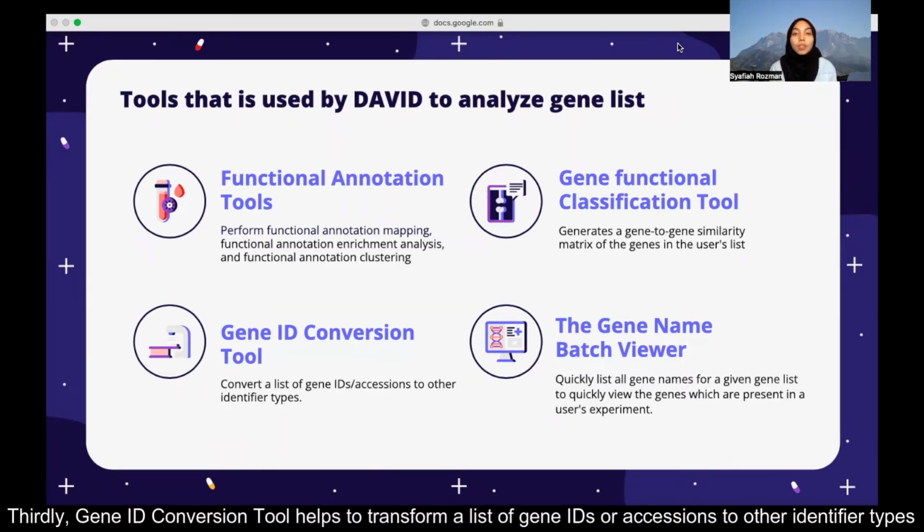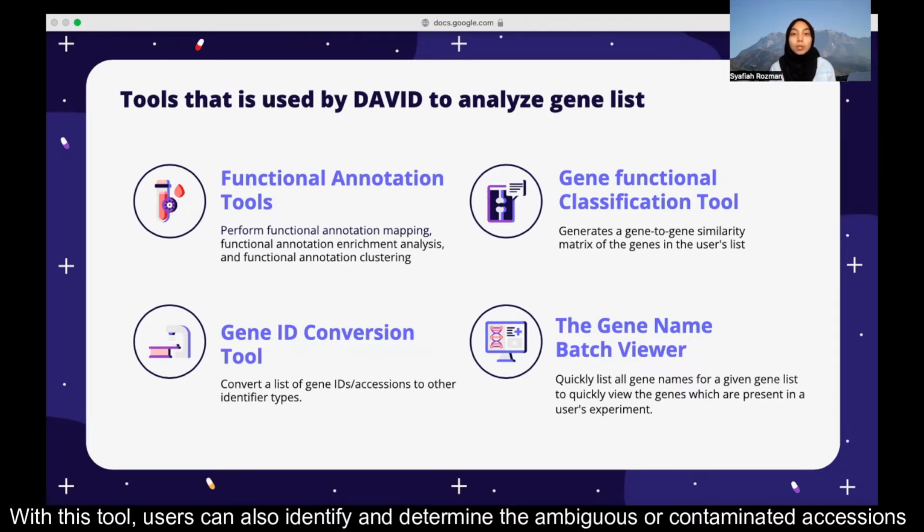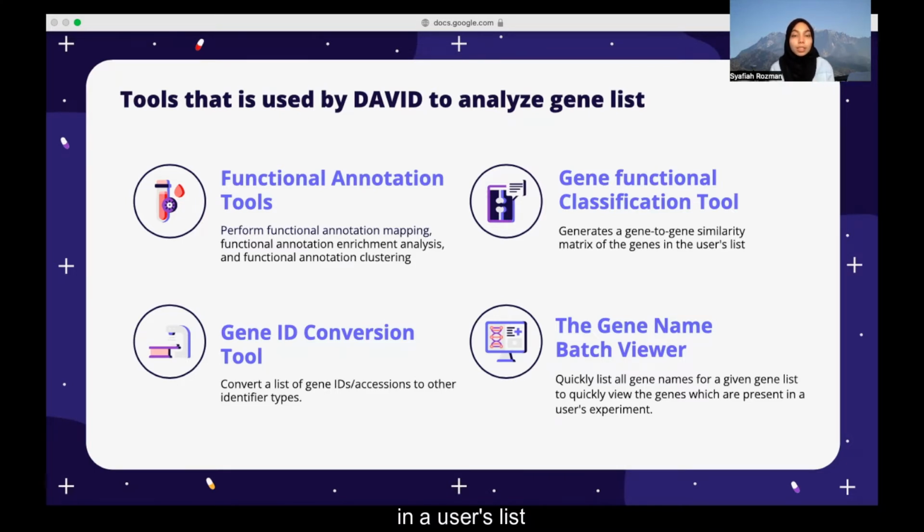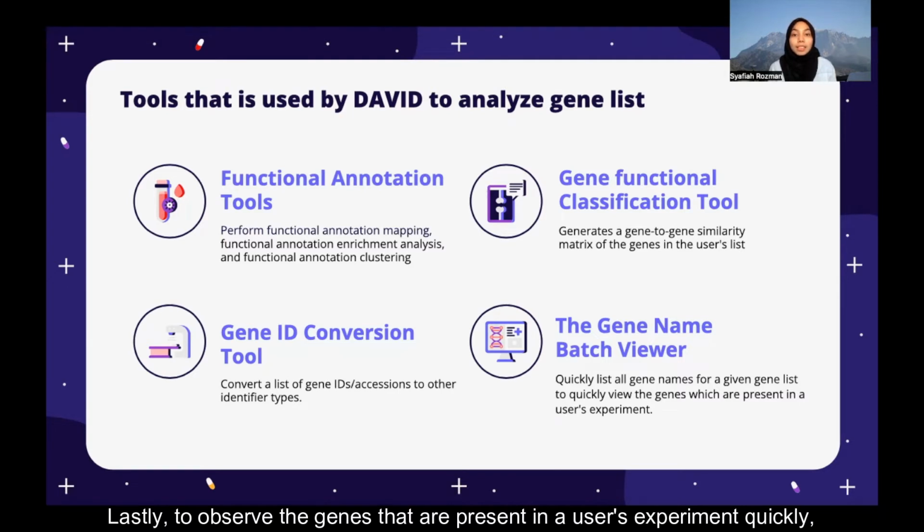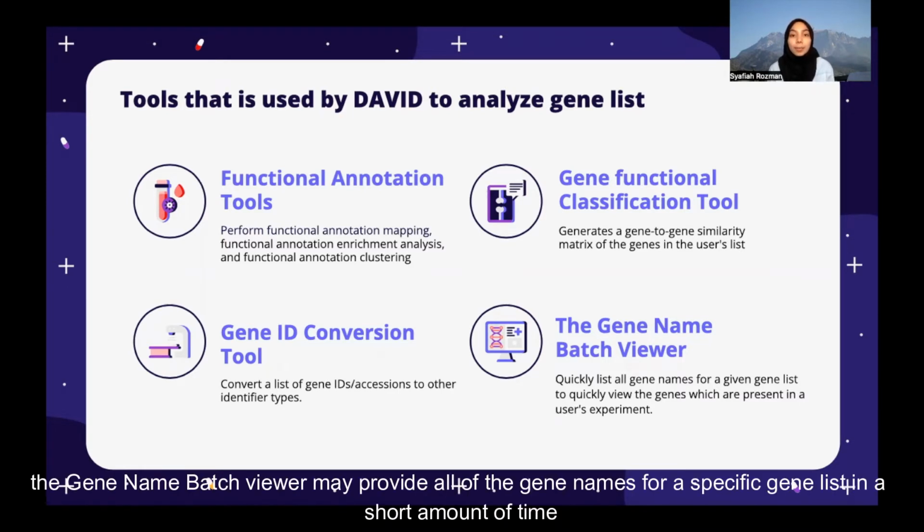Thirdly, the gene ID conversion tool helps you transform a list of gene IDs or accessions to other identifier types. With this tool, users can also identify and determine the ambiguous or contaminated accessions in a user's list. And lastly, to observe the genes that are present in a user's experiment quickly, the gene name batch viewer may provide all of the gene names for a specific gene list in a short amount of time.